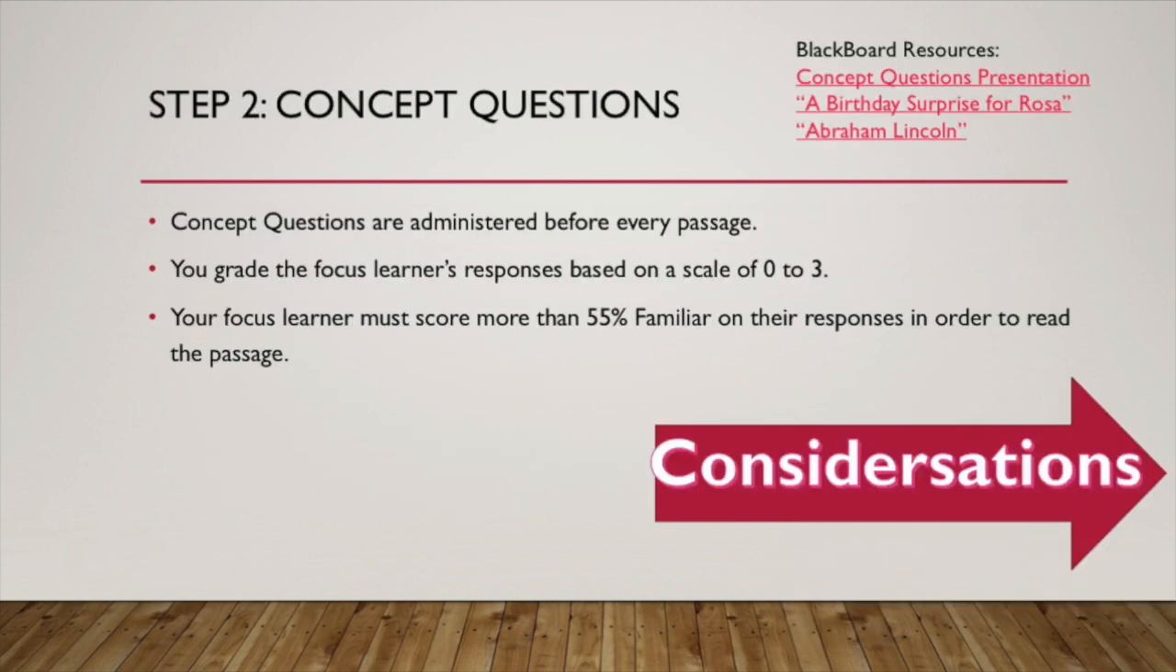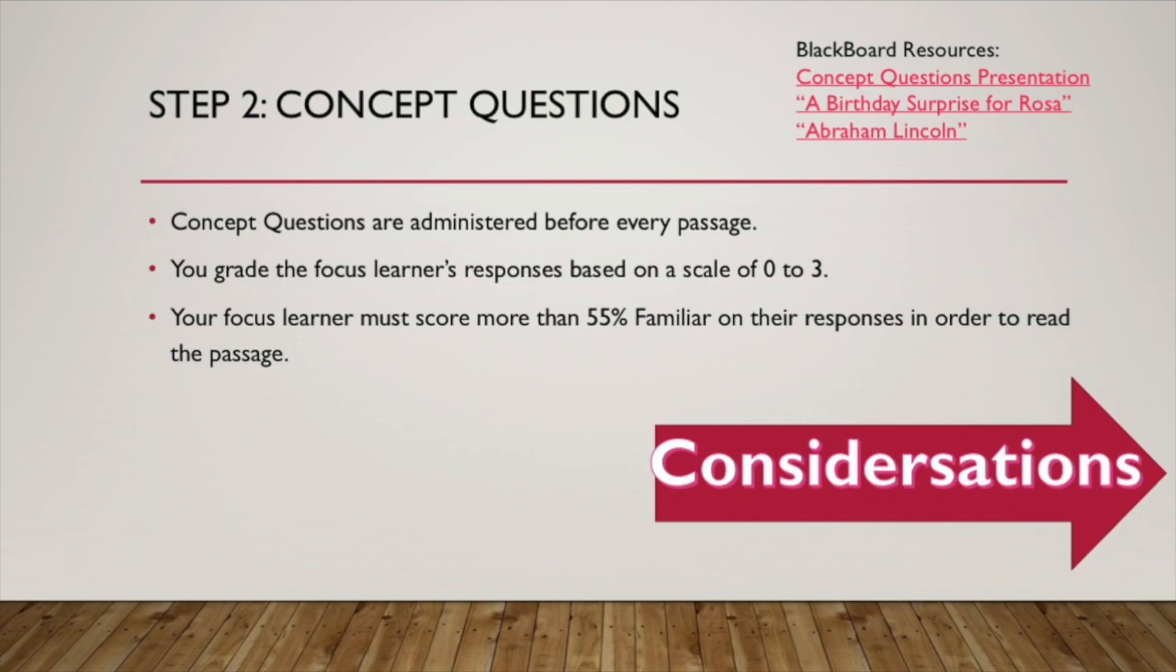Now that you've identified your focused learner's instructional level using the word list, you continue on to the passages. The next step are the concept questions. There are a set of concept questions before every passage in the entire QRI. You learn that background knowledge affects reading comprehension. Therefore, you need to rate the learner's responses on a scale of 0 to 3. And on the examiner copies of the concept questions, there are suggestions in italics of possible responses.